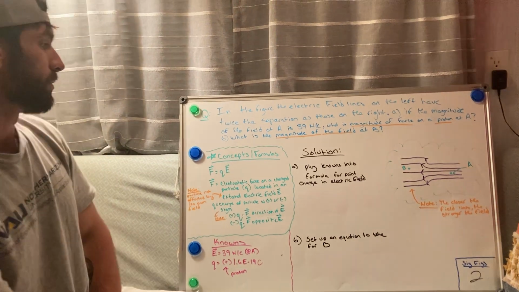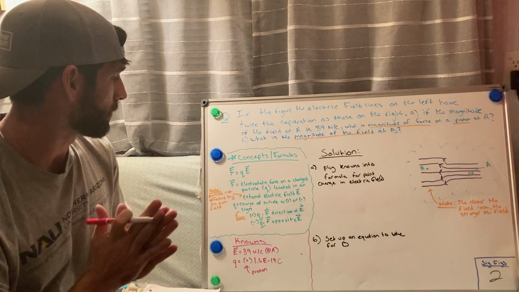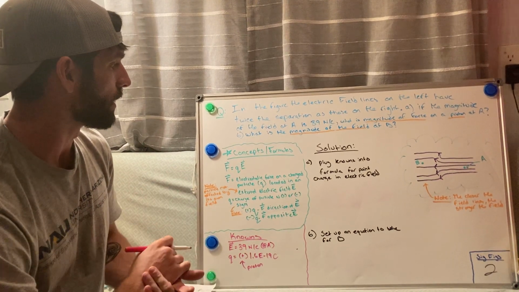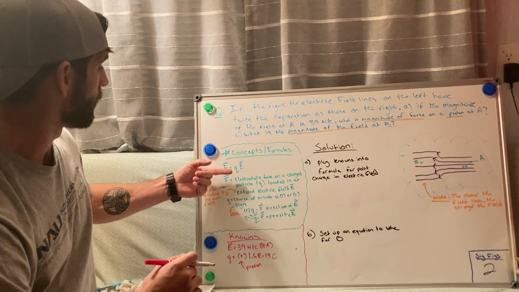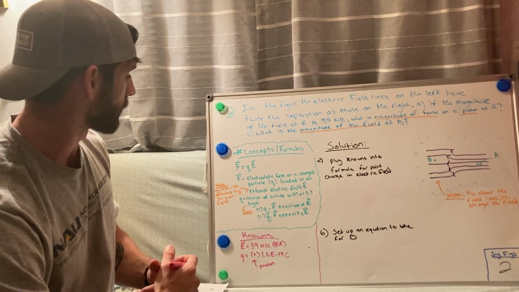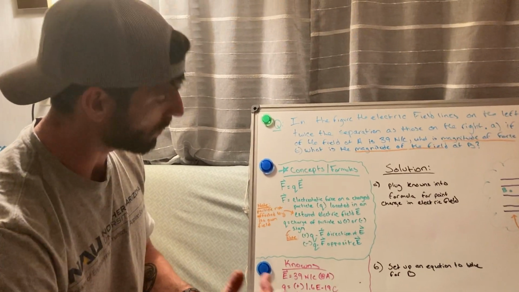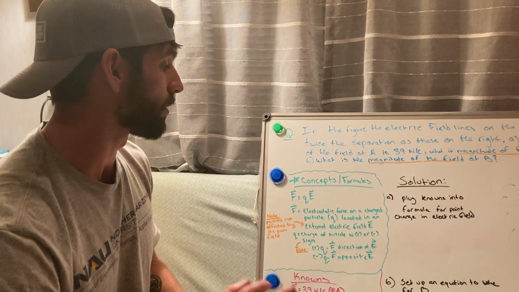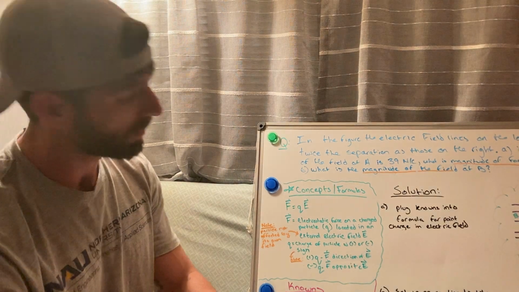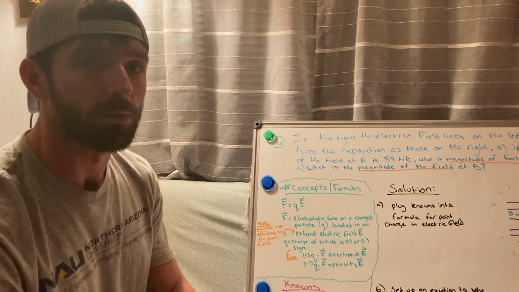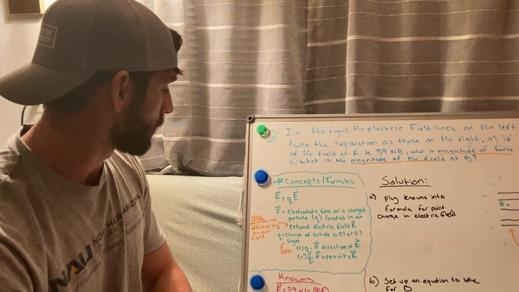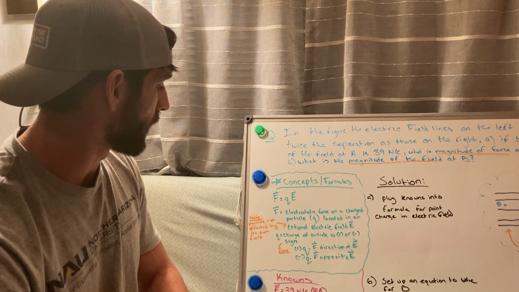Before we get into our solution, let's go over some of the important concepts and formulas from this chapter. The formula we'll be using is the formula for a point charge in an electric field, which is F equals QE. F is the electrostatic force on a charged particle, Q, located in an external electric field, E. It's important to note that a particle is not affected by its own field, which is why we use the word external. And Q is the charge of the particle with a positive or a negative sign.